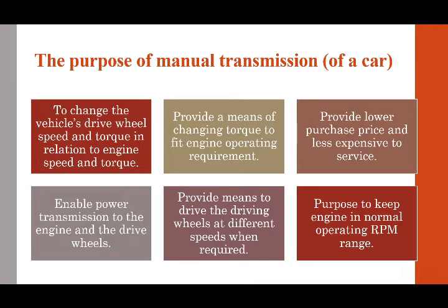Next, provide a means of changing torque to fit engine operating requirements. Provide a lower purchase price and be less expensive to service. Then, enable power transmission between the engine and the drive wheels. Next purpose is to provide a means to drive the driving wheels at different speeds when required. And lastly, keep the engine in the normal operating RPM (rotations per minute) range.